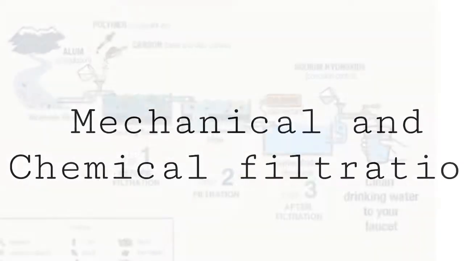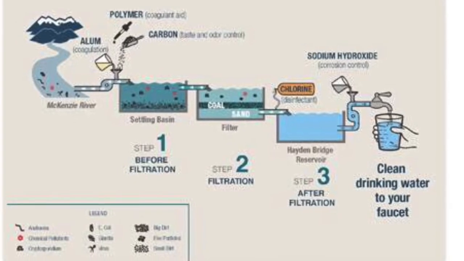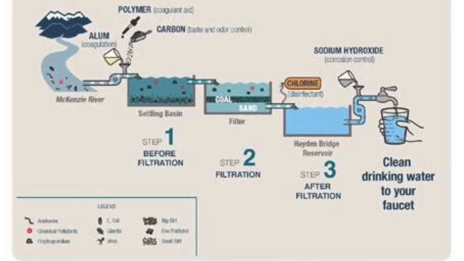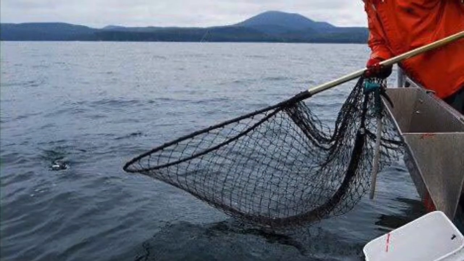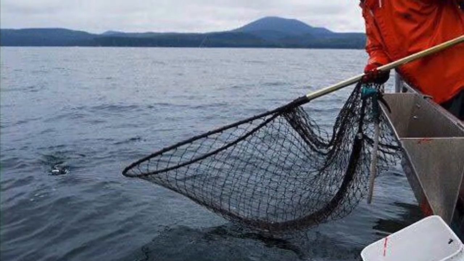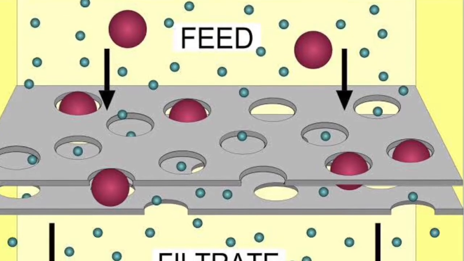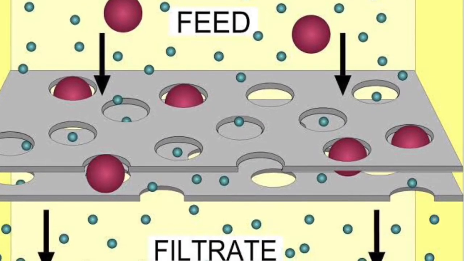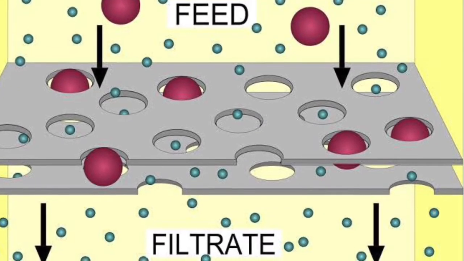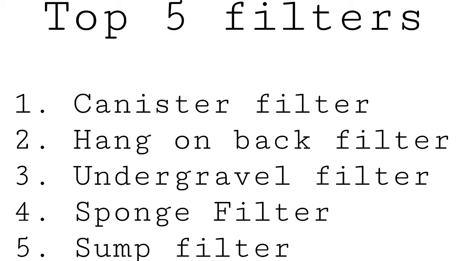Mechanical and chemical filtration. The process of mechanical filtration removes tiny particulate materials from the water column. These particulate materials may include uneaten food and other debris. Mechanical filtration is typically achieved by passing water through materials which act as a fishing net, physically trapping tiny material. Removal of solid waste can be as simple as hand netting of fishes. This process is known as mechanical filtration. Now let's talk about different types of filters.